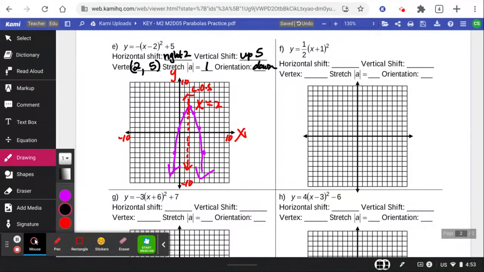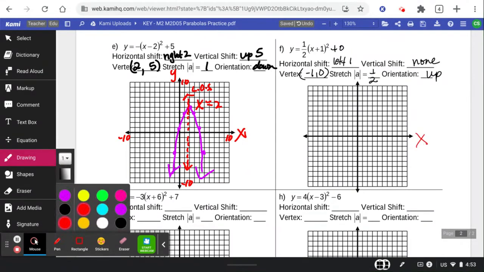This next one has a horizontal shift of left 1 and no vertical shift. There's nothing at the end there. That means that -1, 0 is my vertex. Stretch is 1/2. Orientation is upwards. Go ahead and put that dot. Oh, just kidding. Go label and scale. So I'm going back 1, 0.